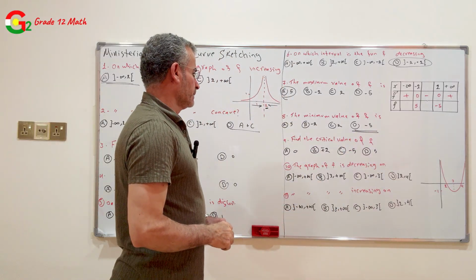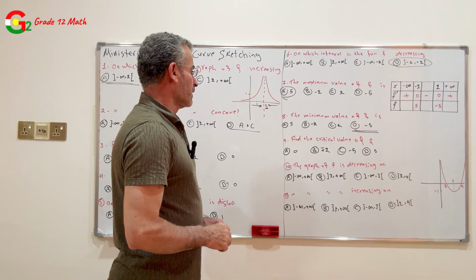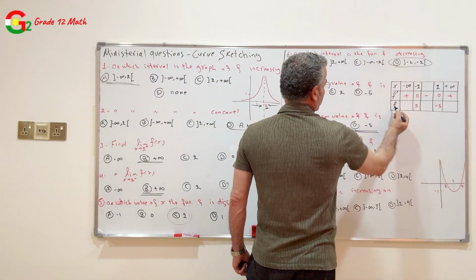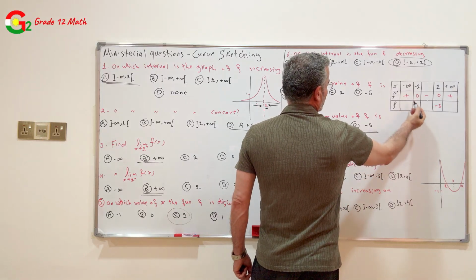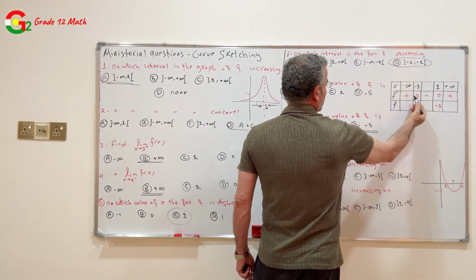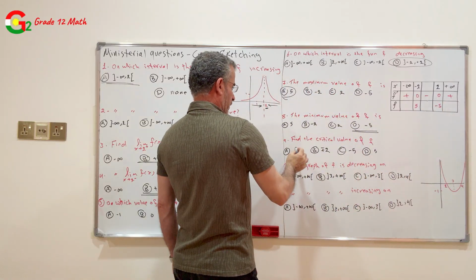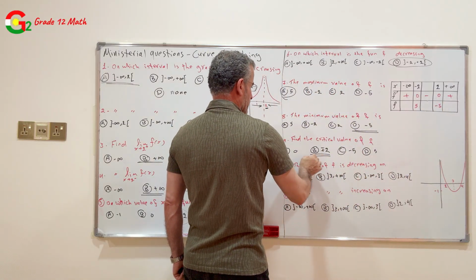Question number 9. Find the critical value of f. The critical values of f are where f prime is 0: negative 2 and 2. Therefore, the right choice is B.